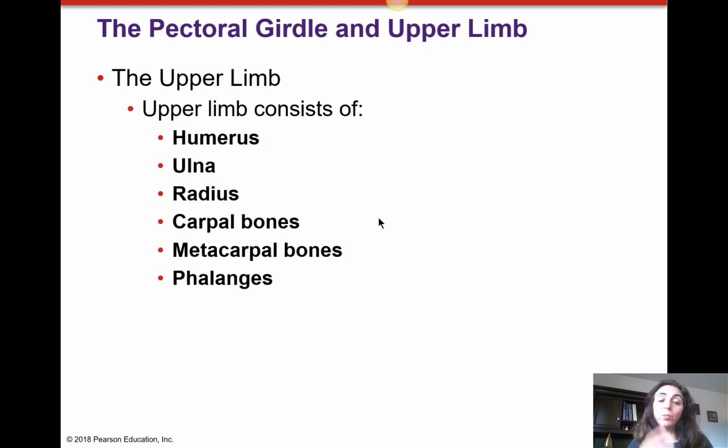Then we have the carpal bones, the bones that we have for the wrist. We have 8 bones for the carpal area. We call all of them carpal bones. And then we have metacarpal bones that are located between the wrist and the digits in this area. We have 5 of them. We call each one a metacarpal bone. And finally, we have phalanges.